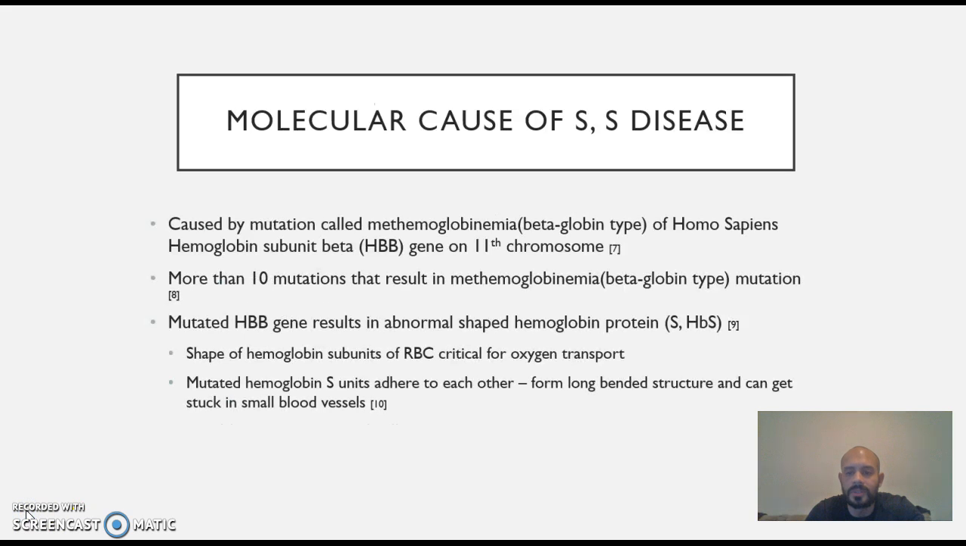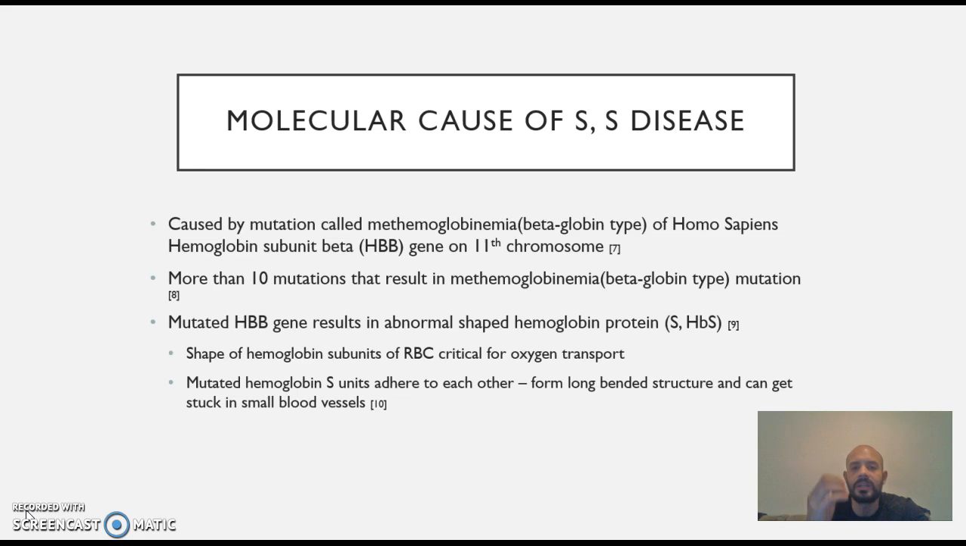The molecular cause of sickle cell disease. The molecular cause of sickle cell is a mutation of the HBB gene, which is on the 11th chromosome. The official name of the gene responsible is Homo sapiens hemoglobin subunit beta, which we can refer to as HBB. Hemoglobin is a protein found within the red blood cells, which helps carry oxygen in the cell.